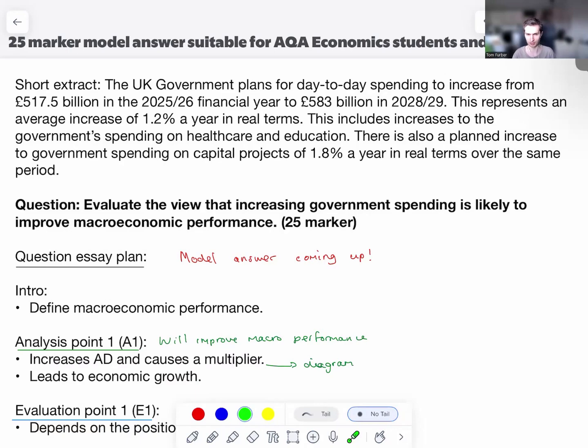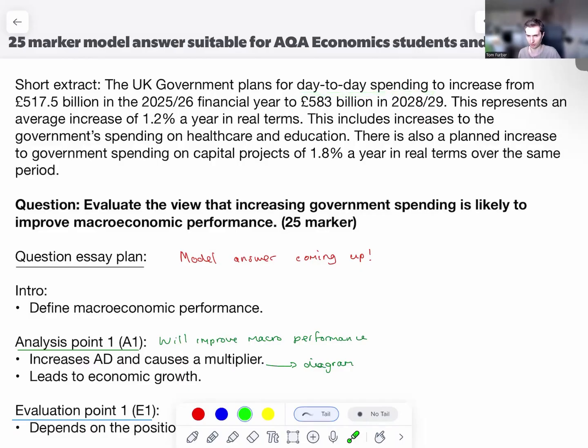Here's a 25-marker model answer suitable for A-level economics students. So the question I've written has a short extract, followed by the question itself. I'm not going to go through the details of the short extract, but here are a few key points from there. The extract mentions plans for day-to-day spending for the government to increase.